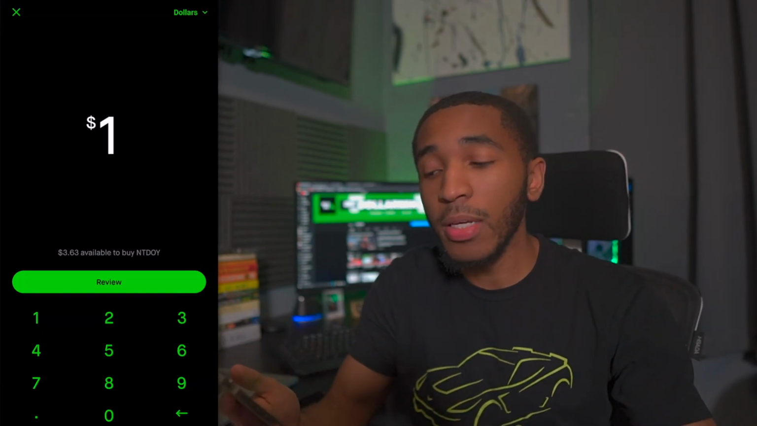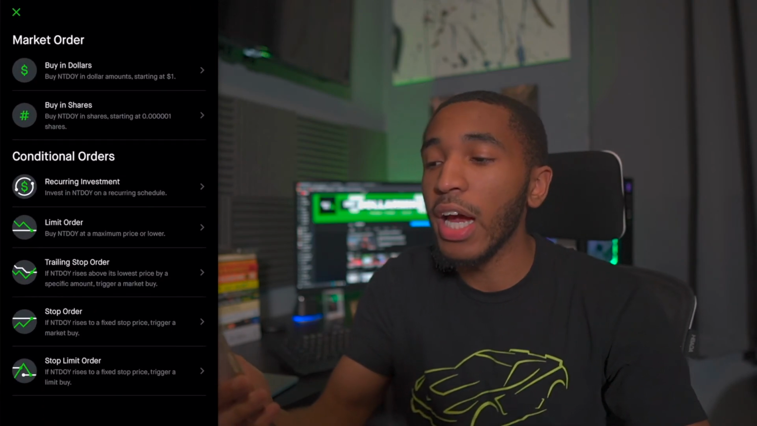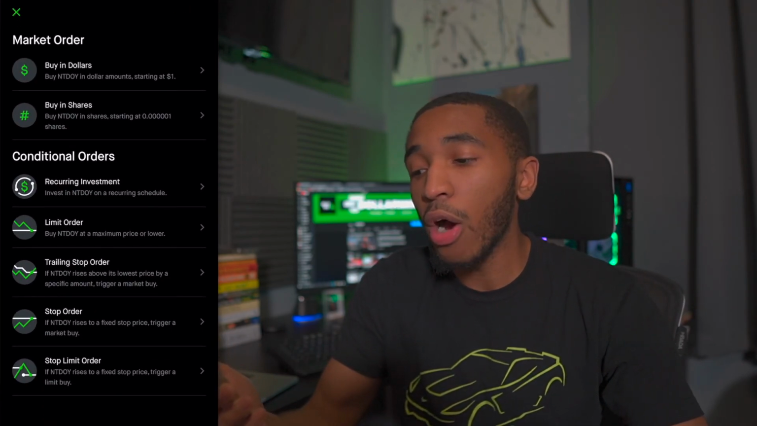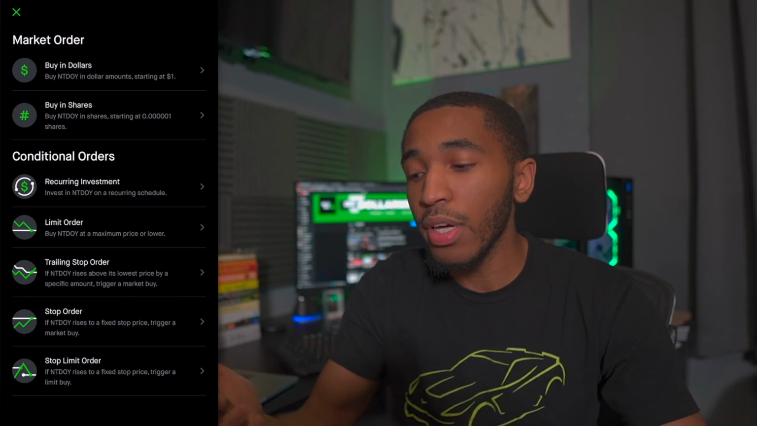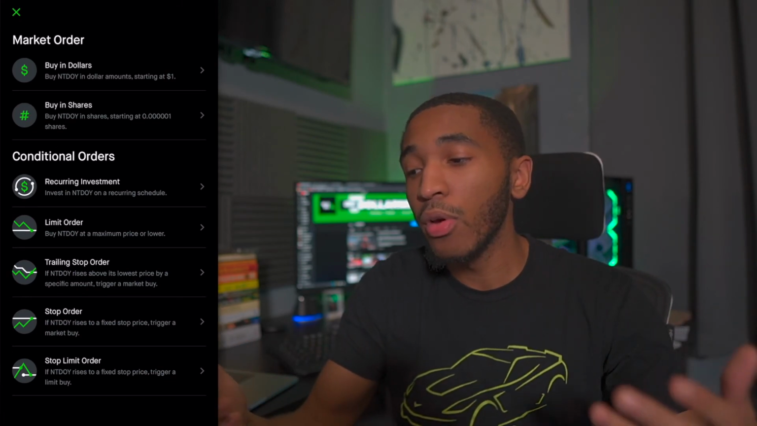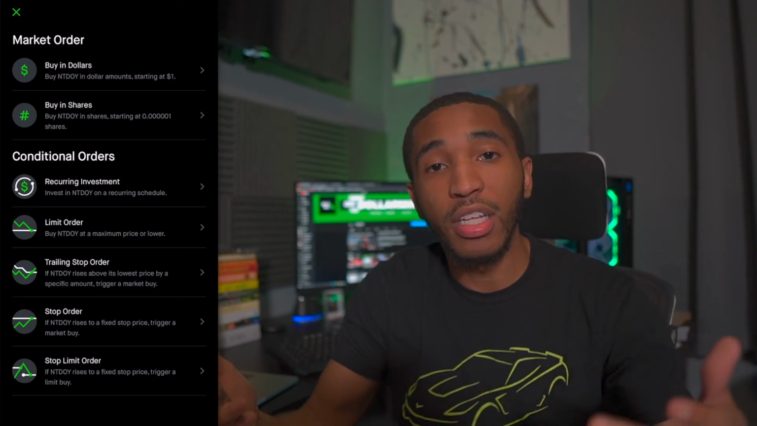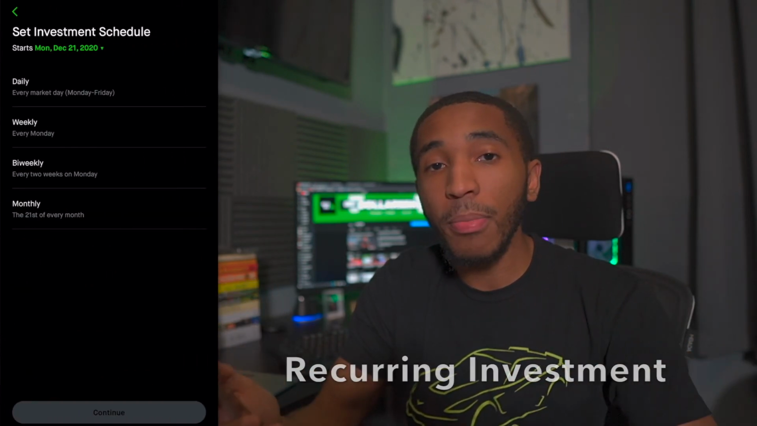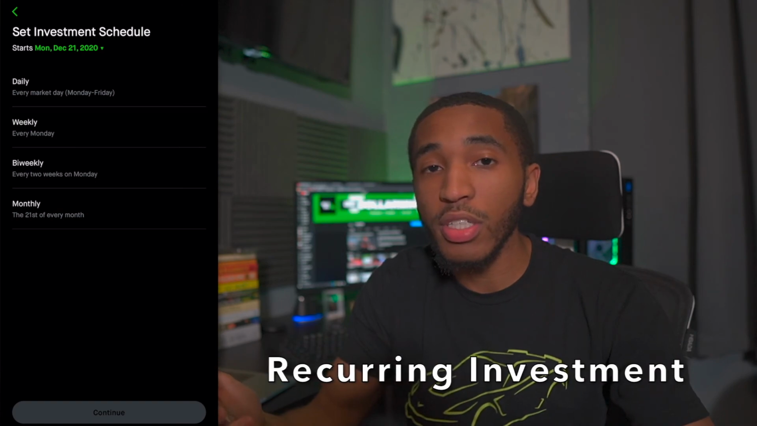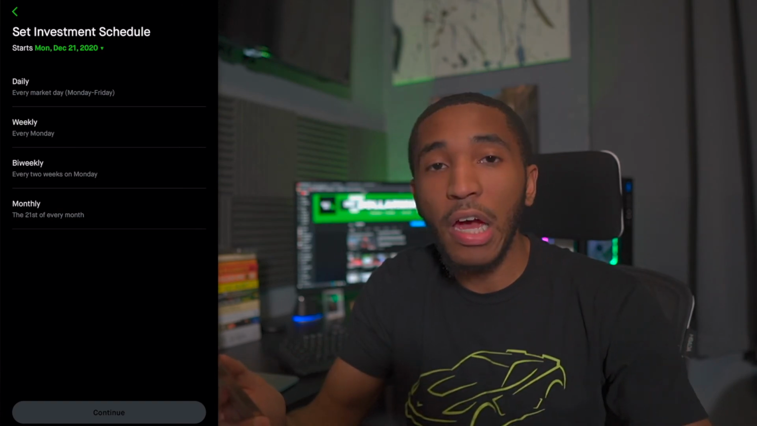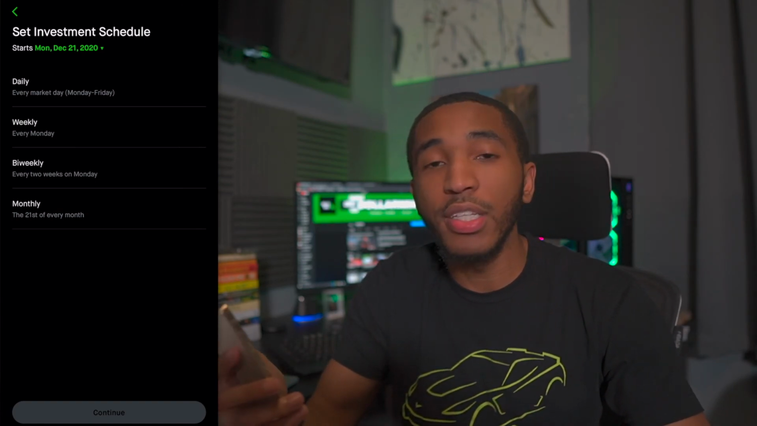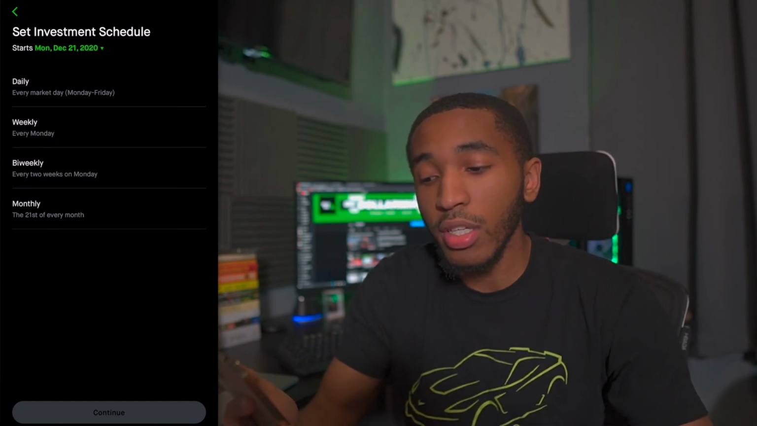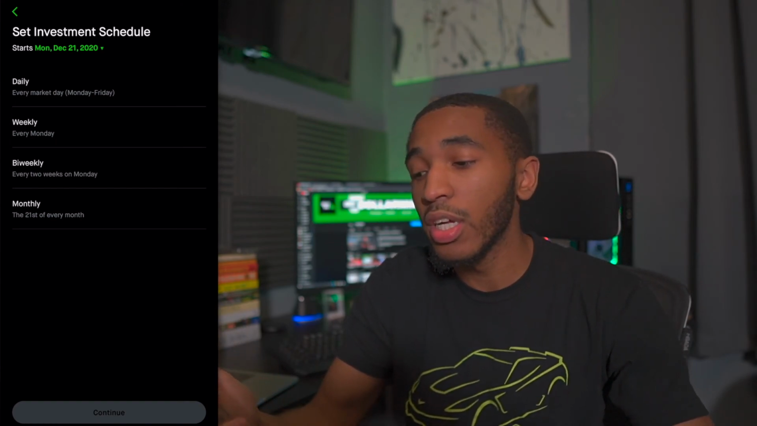If we go back to that same menu, then you can see that both of those options are actually under the market order tab. However, there is also another tab right below it, and currently I only use about 2 things on this tab, which is the recurring investment and the limit order. With the recurring investment, you go ahead and click on that. It's as simple as you put a set amount of money into Robinhood or whatever platform you decide to trade with, and you can basically have the money come out of your bank account going into that stock daily, weekly, bi-weekly, which is basically every 2 weeks, or monthly.